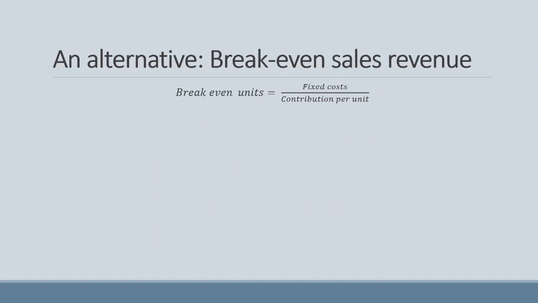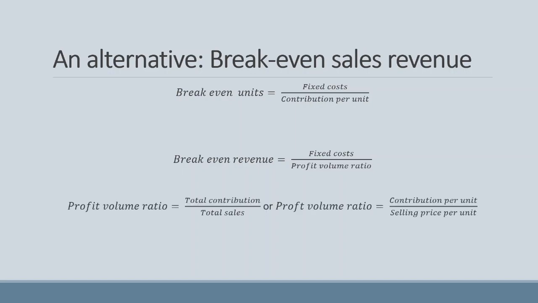Now the break-even formula we have derived will give us our break-even point in units sold. To get our break-even sales revenue, we can take our break-even units and multiply them by the selling price per unit. There is, however, an alternative break-even calculation, which will give us our break-even revenue directly. This is to take the fixed costs, and instead of dividing them by the contribution per unit, we divide it by the profit volume ratio, also known as the contribution margin ratio. The profit volume ratio is calculated as the total contribution divided by the total sales.